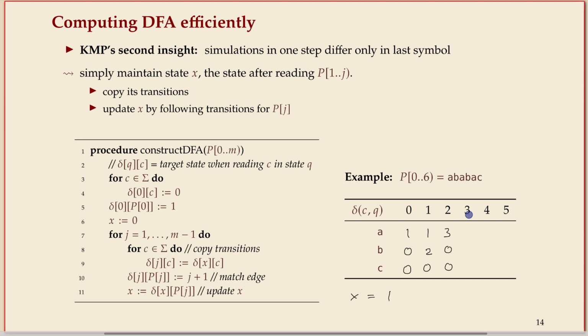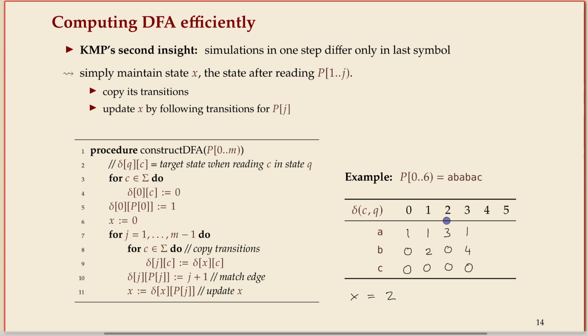Next column, we start by copying, which is copying from column 1. Then we override for the match edge, which is a B, where we should now go to 4. And we update x. We're in state 1. We read a B. That brings us to state 2. All right.